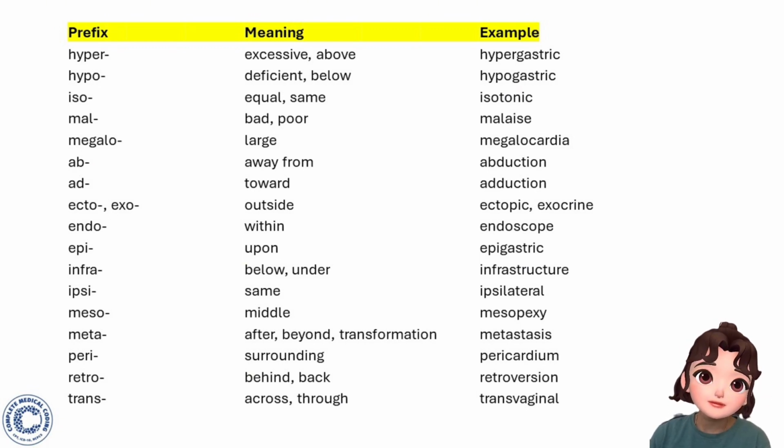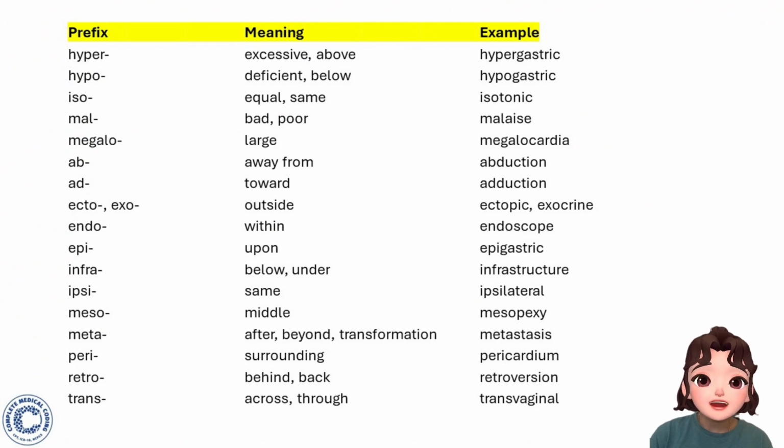Okay. Now iso means equal, same, isotonic. Mal, bad, poor, malaise. This malaise word is important. You will get it in a few questions. Megalo, this is also important. Megalo, large, megalocardia.